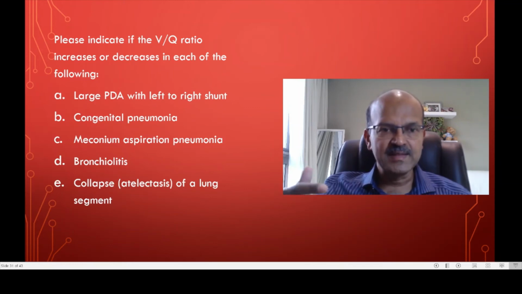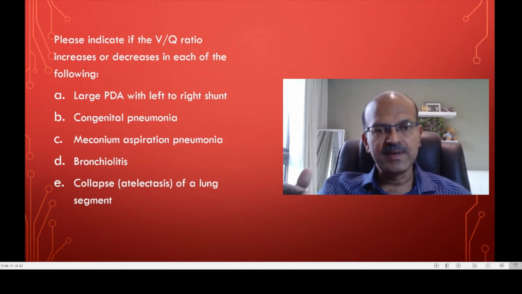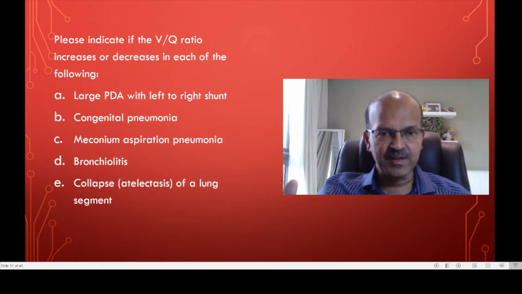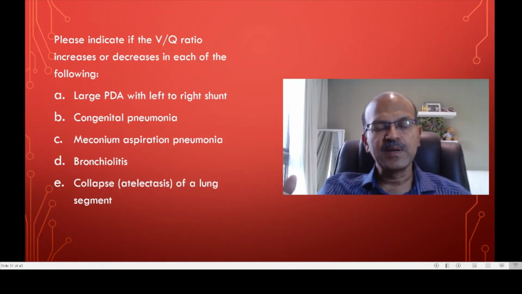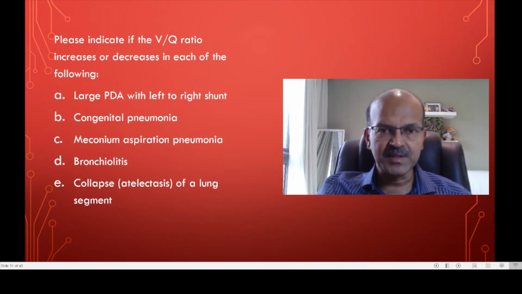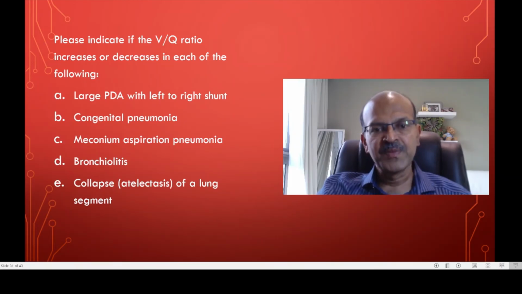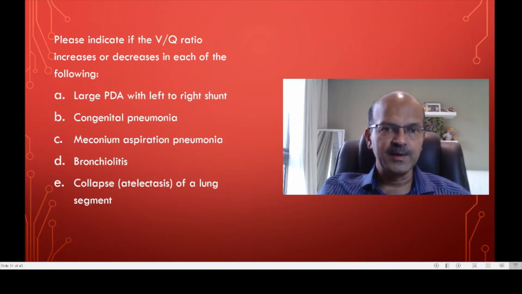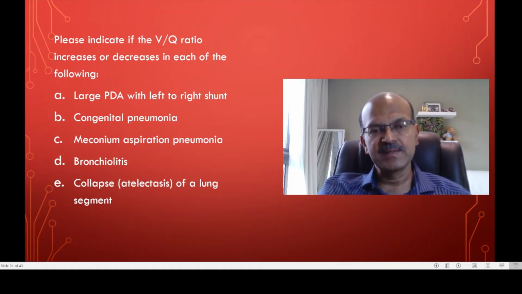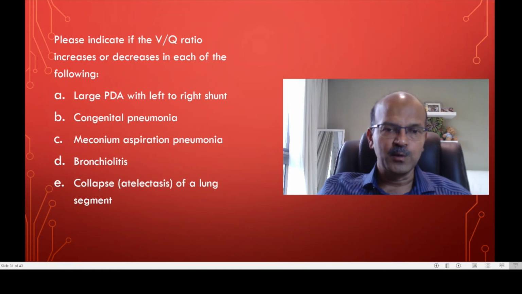So most of these situations lead to reduced ventilation, but the perfusion may be affected as well. And remember that when a baby is having significant respiratory distress, by the shock-like situation, the perfusion to the entire body, including the lung, is going to drop. So the VQ ratio, when both are affected, may be maintained, but when the ventilation is mainly affected, the VQ ratio will reduce. And where the perfusion is maintained but the ventilation drops, the VQ ratio will be low.